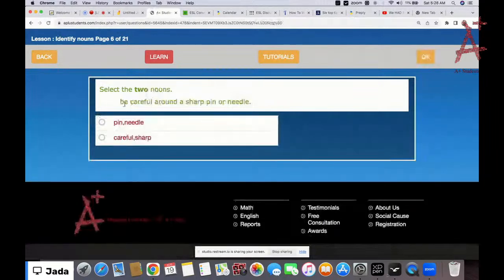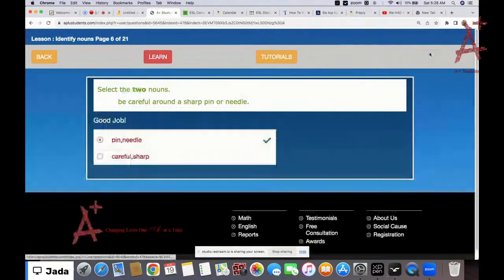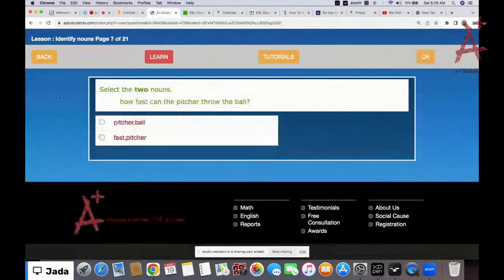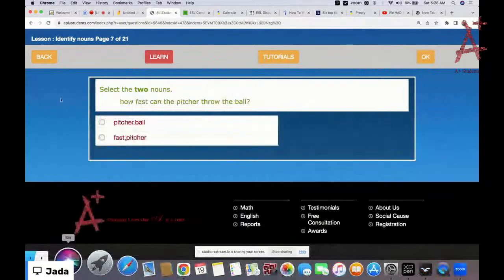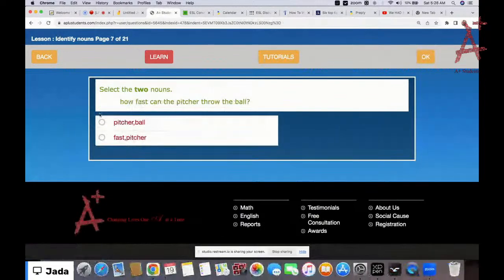All right, so be careful around a sharp pin or needle. You need to find a noun. So this was the same from our test. So it's pin and needle. All right, so I'm sure that you all understand how to identify a noun and you can perfectly identify the noun. So we'll move on to the next lesson.